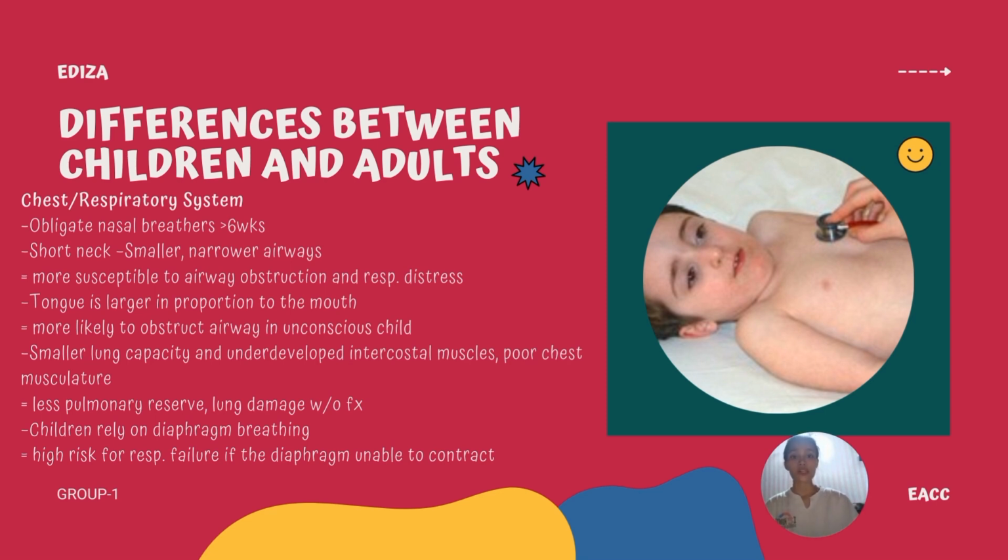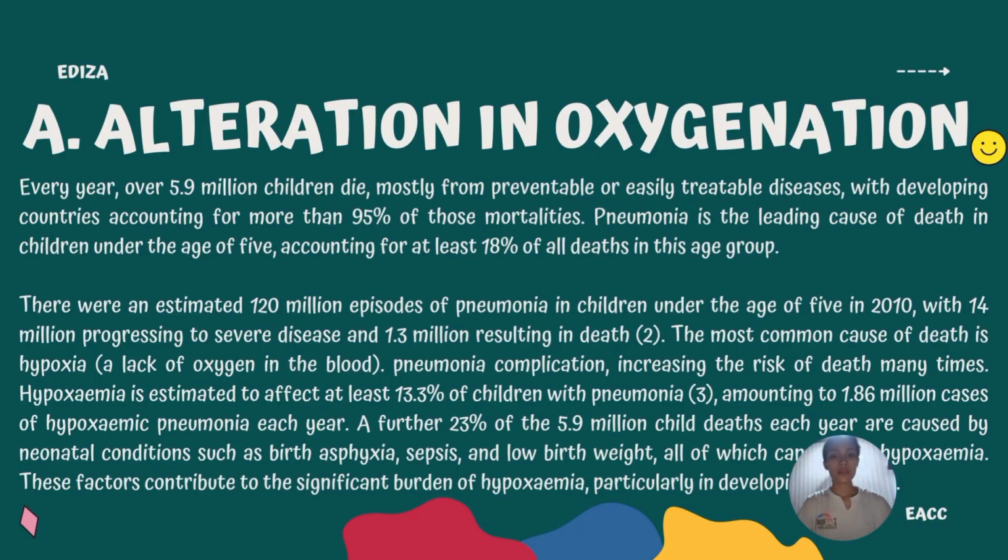Tapos smaller lung capacity, underdeveloped intercostal muscles for chest and musculature. Tapos po less pulmonary reserve, so lung damage occurs easily. Children rely on diaphragm breathing. Tapos po, sa bata rin po is high risk for respiratory failure if the diaphragm is unable to contract. So, sisimulan po natin sa alteration in oxygen.